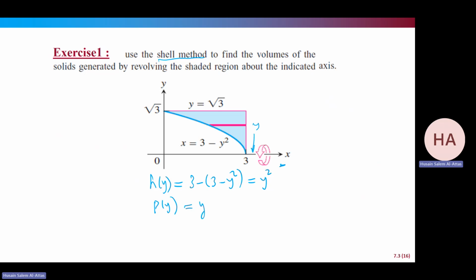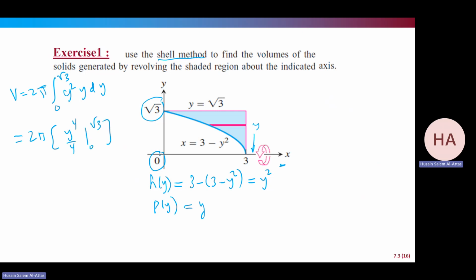So it is from where to where? Be careful, the y values, not the x values. That will be 0, and here I have square root of 3. So the volume will be 2 pi from 0 to square root of 3 of y squared times y dy, which is y cubed. I can do the integration: y to the power 4 over 4 from 0 to square root of 3.